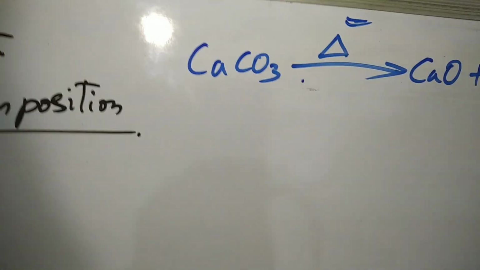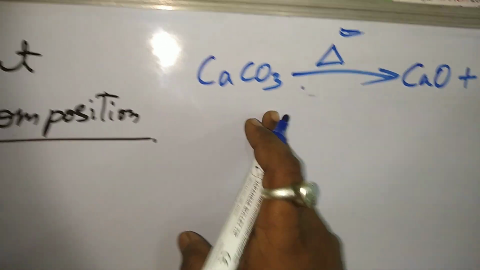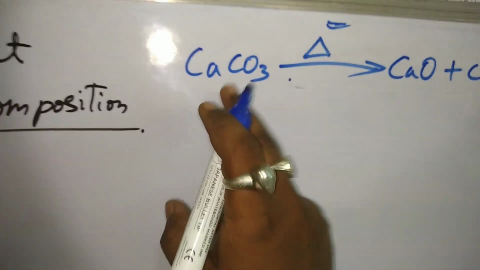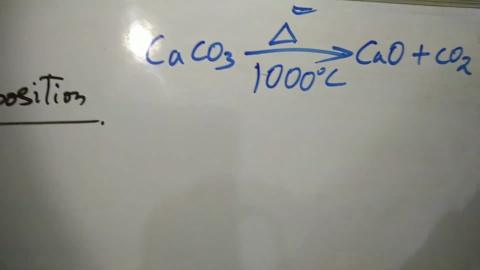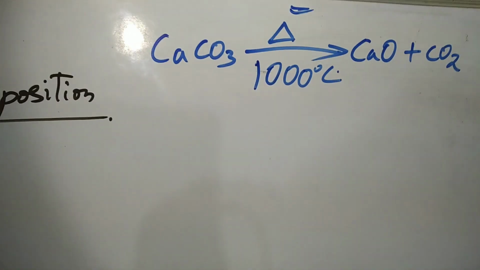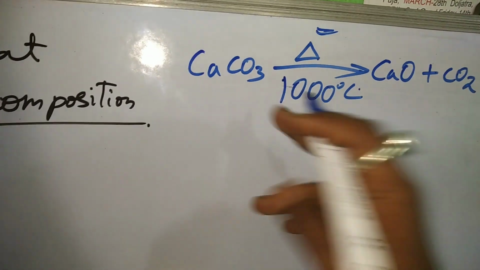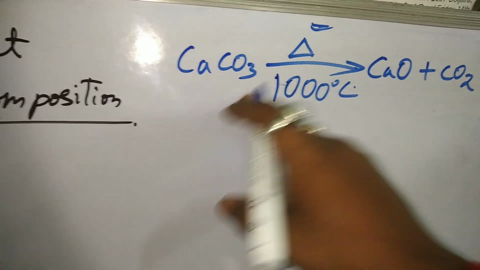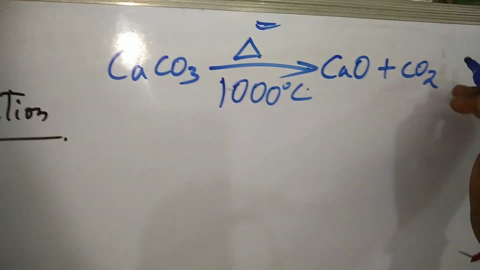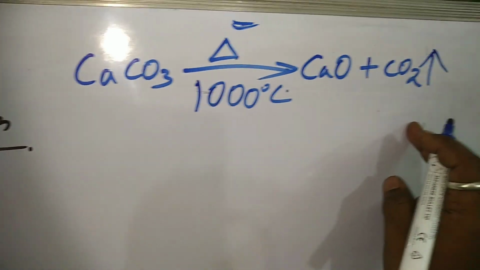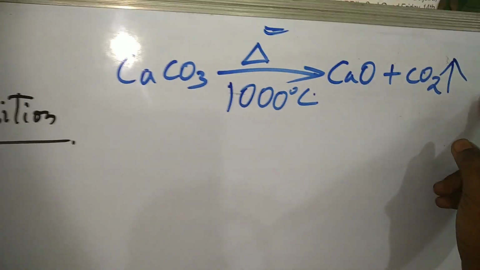Now you may ask me how much heat we should give to decompose this compound. Approximately 1000 °C. You can imagine how much heat it requires to decompose into calcium oxide and carbon dioxide. And carbon dioxide will be released in gas form. Understand?